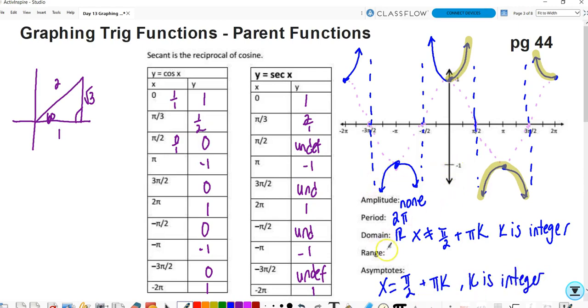And then the range, we've got negative infinity to negative 1. That's down here up to negative 1. And 1 to infinity. We skip all this, start at 1, and go up to infinity. If you like the less than and greater than better, that's y less than or equal to negative 1, y greater than or equal to 1.